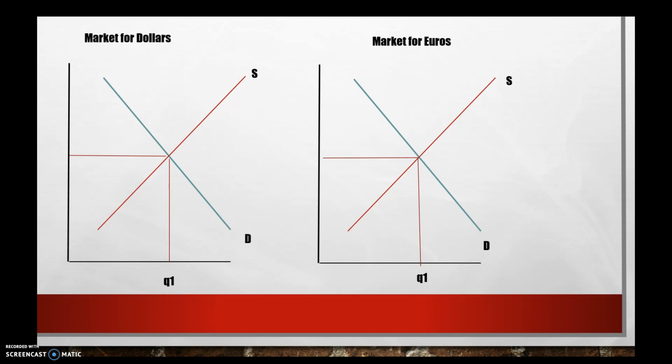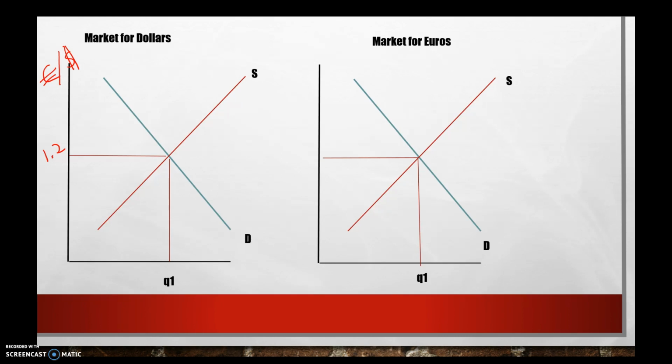In the market for dollars, the price of dollars is actually euros, because we're going to pay for dollars with euros. Remember, we're exchanging euros for dollars. So you could just write euros, or you could write euros per dollar. And I'm going to assume here that it costs 1.2 euros to buy a dollar.